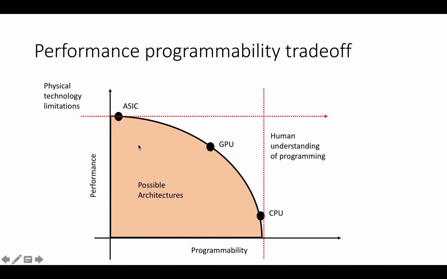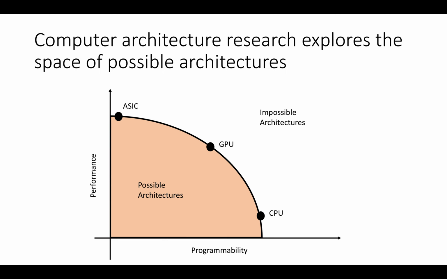Within this rectangle, there's a space of possible architectures. Things like the ASIC and the GPU and the CPU are on the frontier of possible architectures that could be designed. On the interior, as I'll talk about in later videos, you have architectures that you wouldn't really want to design. Computer architecture research really is just about exploring this space of possible architectures.